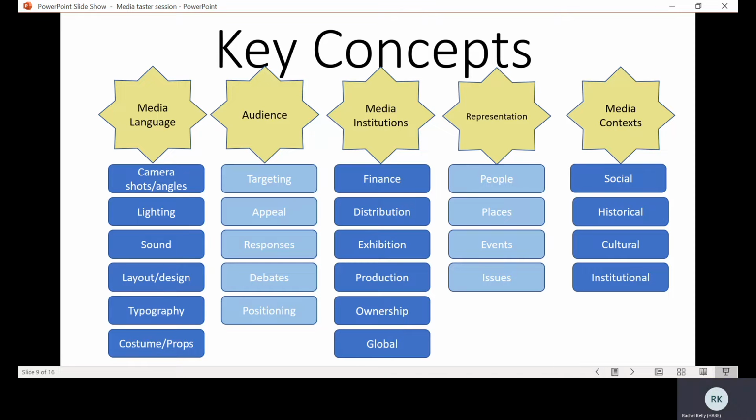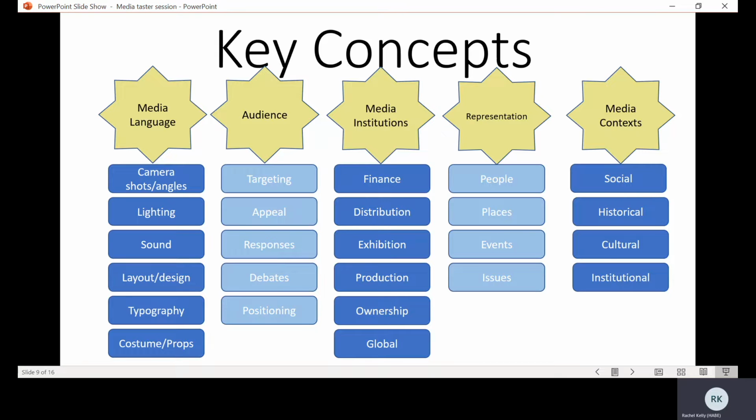We look at media institutions in terms of finance, how much money they make, how they make their money. Distribution, so how media products are distributed, how they're exhibited, how they're produced, who owns them, and how the media is global. Representation looks at how people are represented, and this ties in quite closely with audience as well as media language. We look at how people, places, events and issues are represented, and whether the representations are fair.